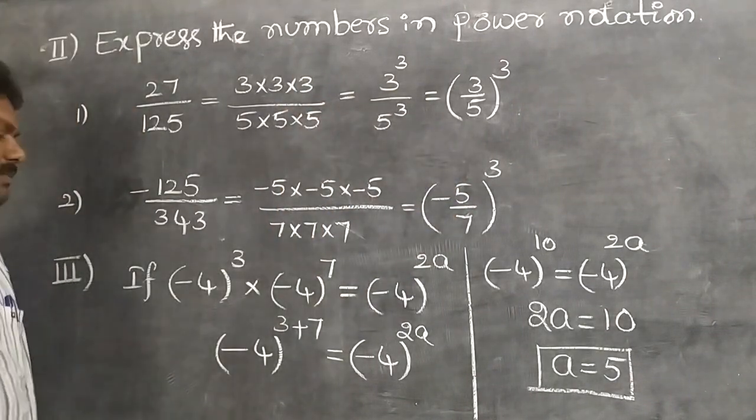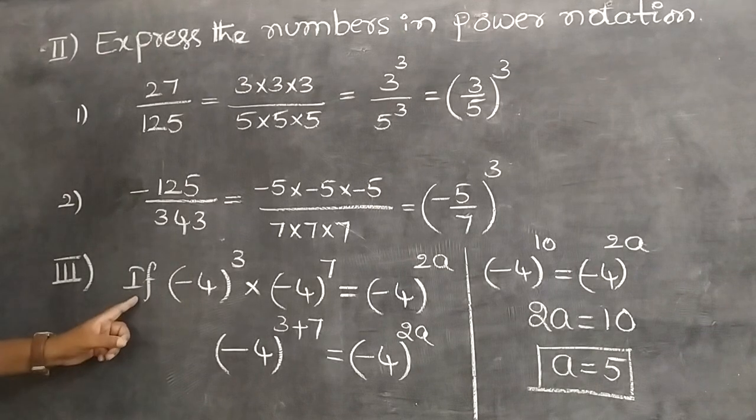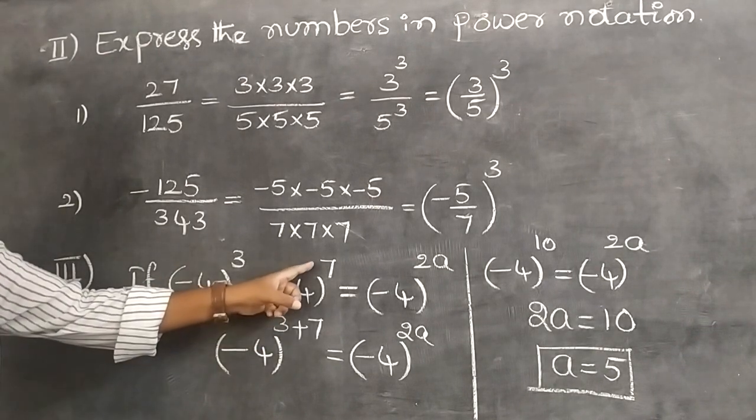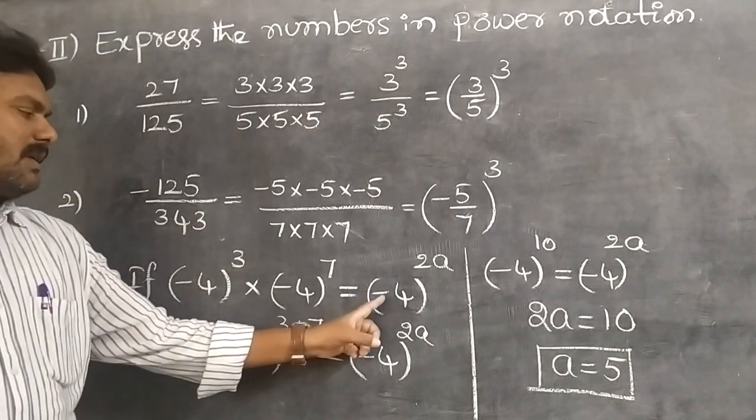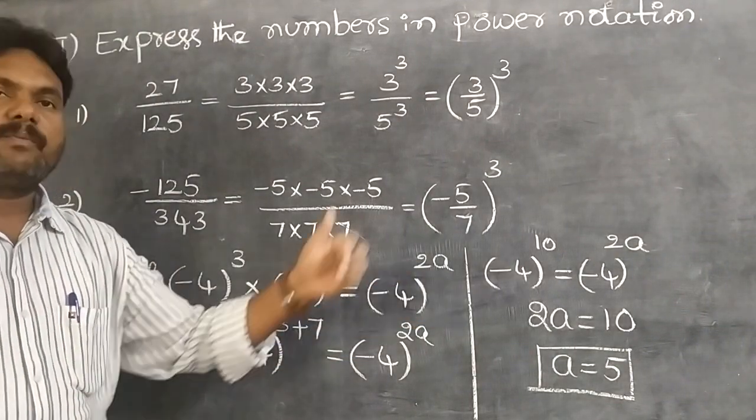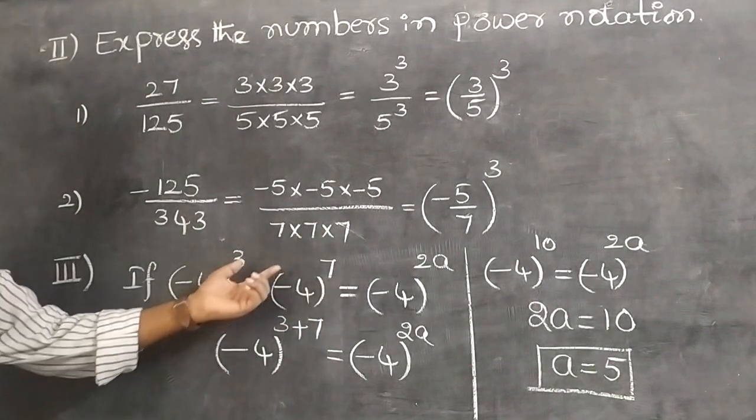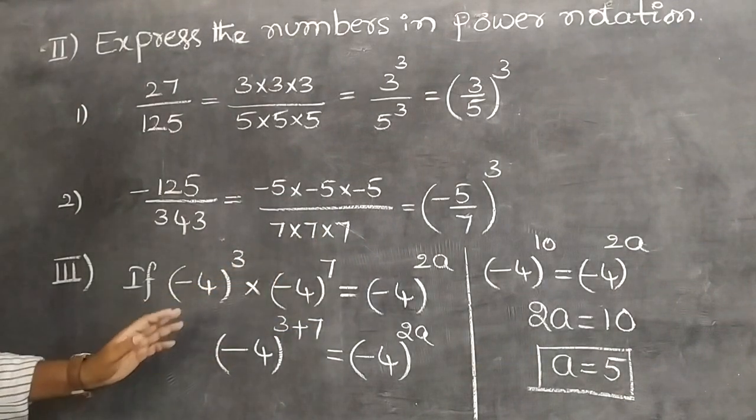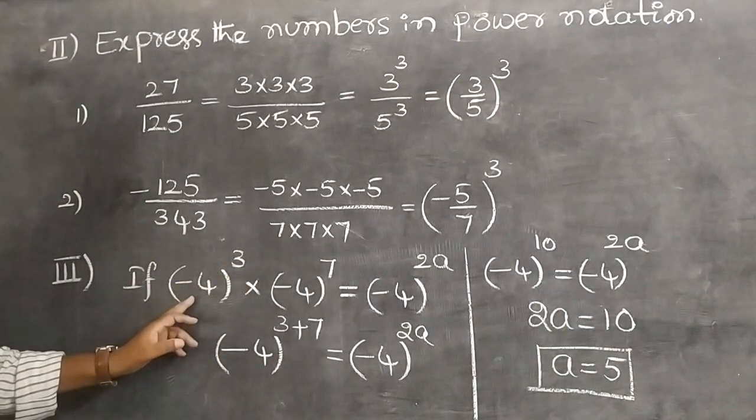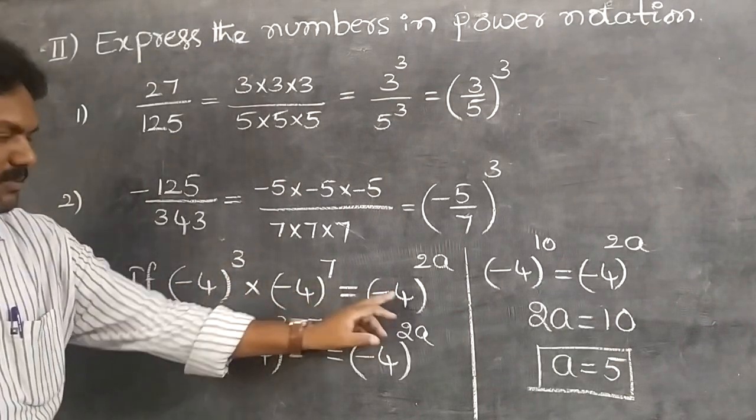Now the third model. If minus 4 whole cube into minus 4 whole power 7 equals minus 4 whole power 2a, then find the value of a. First analyze the problem carefully. Here the bases on the right and left sides are equal: here minus 4, here also minus 4.